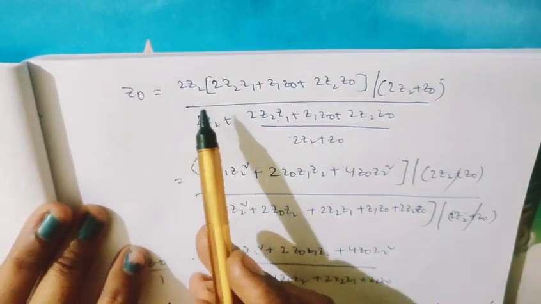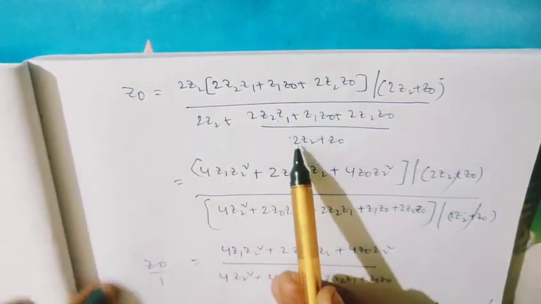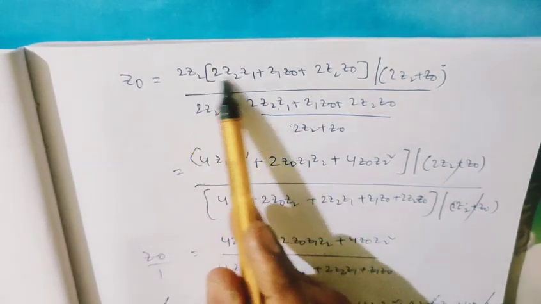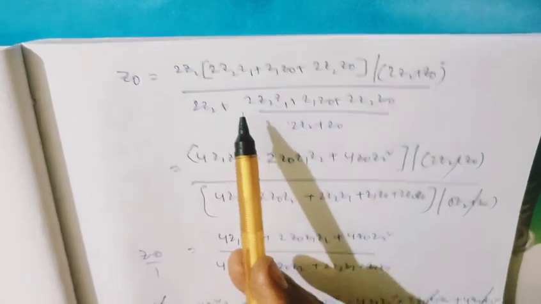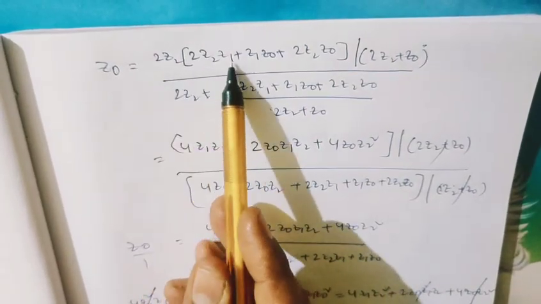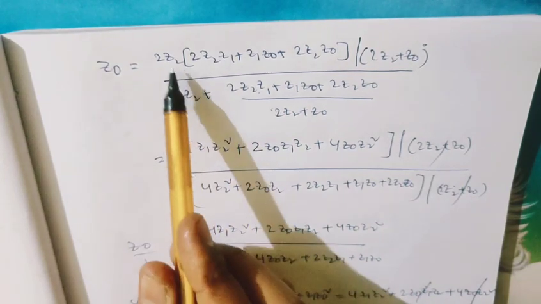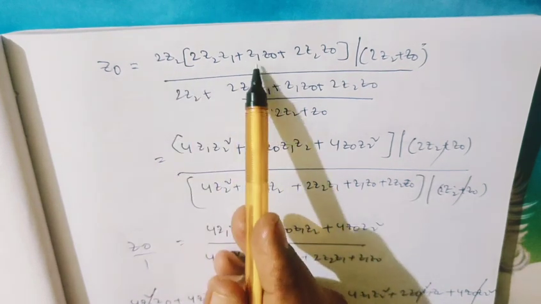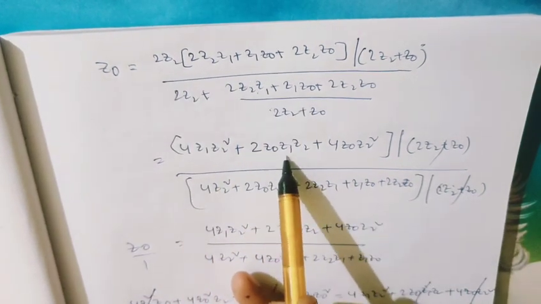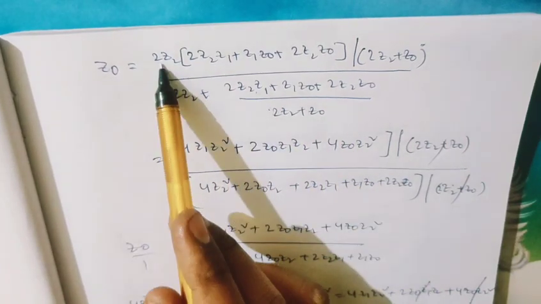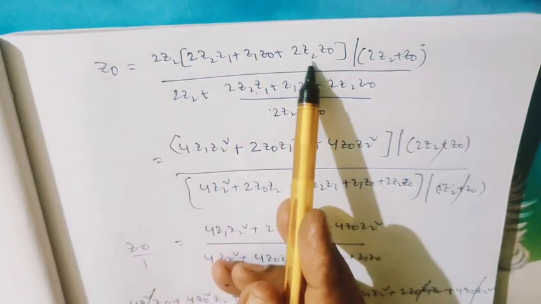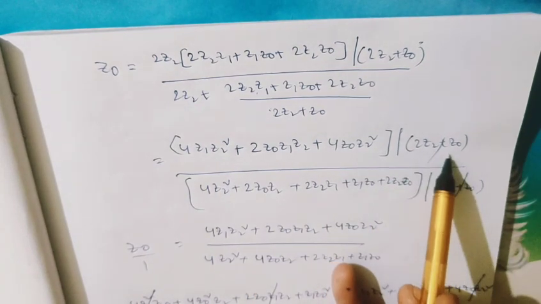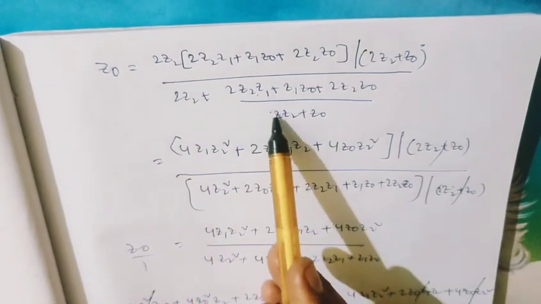Here I'm rewriting the equation. So this entire term, as usual, I write here. Now multiply these terms, and in the numerator and the denominator take down the LCM. So we will get 2Z2 into 2Z2 Z1 becomes 4 Z2 square Z1, plus 2Z2 into Z1 Z0 means 2 Z0 Z1 Z2, plus this term 2Z2 into 2Z2 Z0 means 4 Z0 Z2 square, divided by 2Z2 plus Z0.